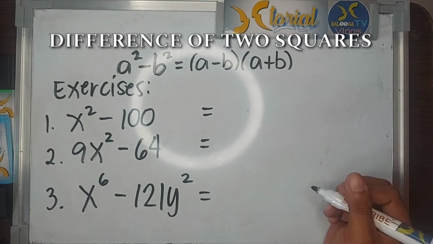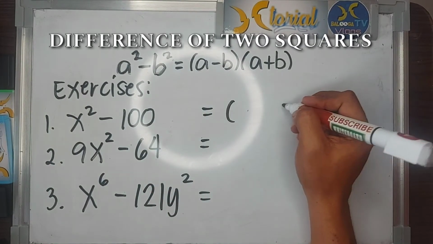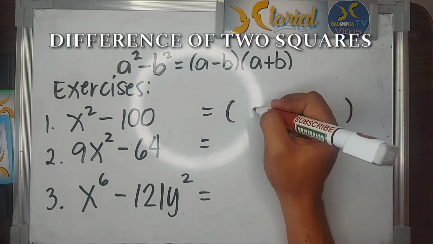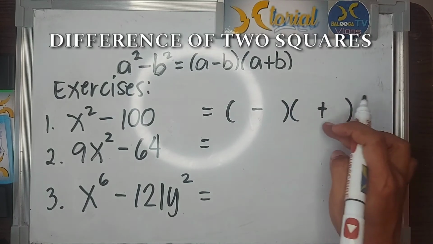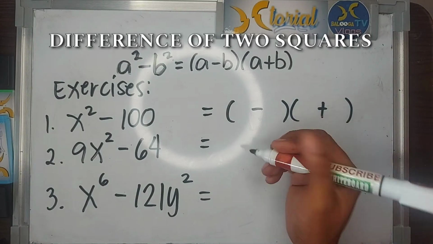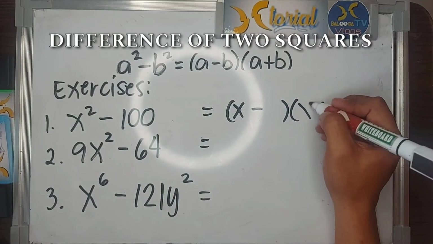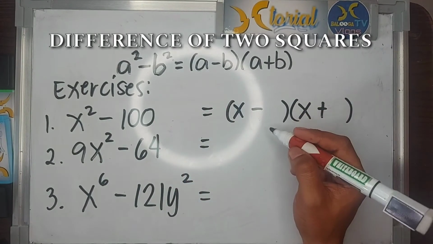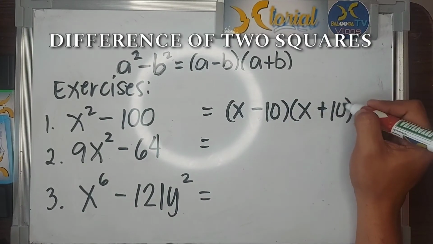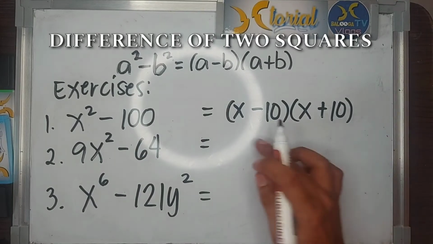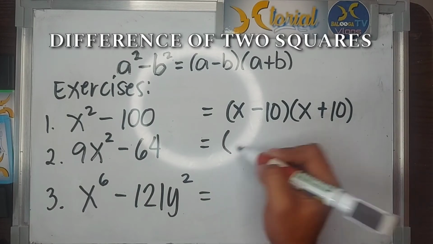Okay, so ang ating sagot, x squared minus 100, perfect square. So yung isa, minus, yung isa, plus. So kahit magkabaliktad to, okay lang. Dito yung plus, dito yung minus, okay lang. Next, saan galing yung x squared? X times x. Saan galing yung 100? 10 squared, so 10 times 10. So the factors are x minus 10 times x plus 10. Next.